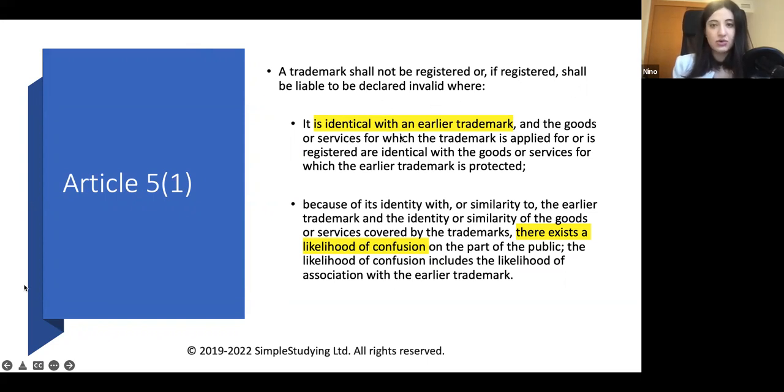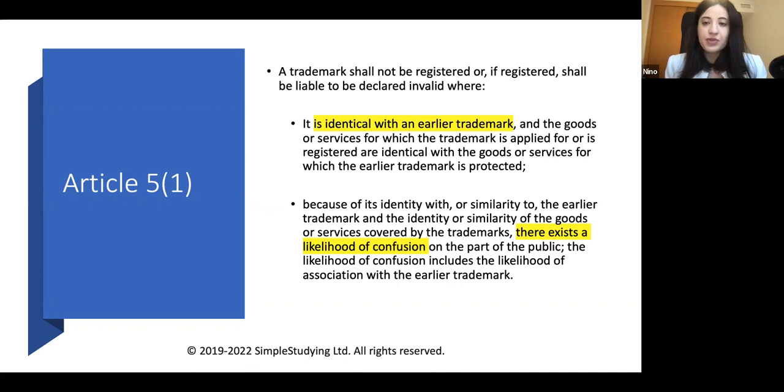it is identical with an earlier trademark and the goods or services for which the trademark is applied for or is registered with are identical. So not only the sign has to be identical, but also the goods or services. If someone is trying to register a trademark that is in another industry, that would be fine. So it has to be both. It has to be one, identical with an earlier trademark, and two, identical in the same goods or services.